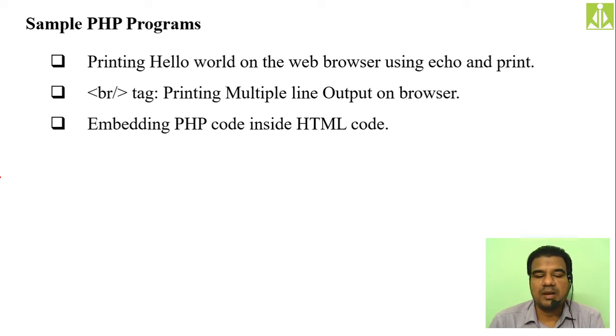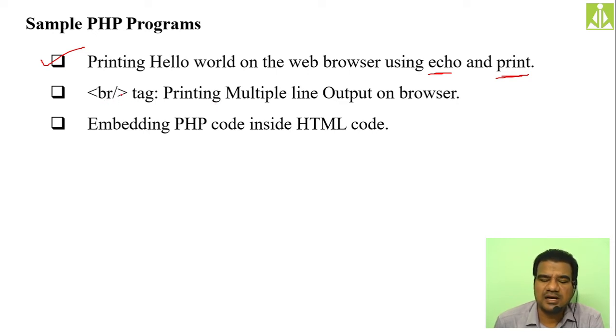So, simple PHP programs we need to practice over here. The first program is to print hello world on the browser using echo and print. We have two different commands over here to print the content on the output, that is nothing but the web browser. One is echo and the other one is print. Okay, this we will practice first, and then we will see how this BR tag, the break tag.